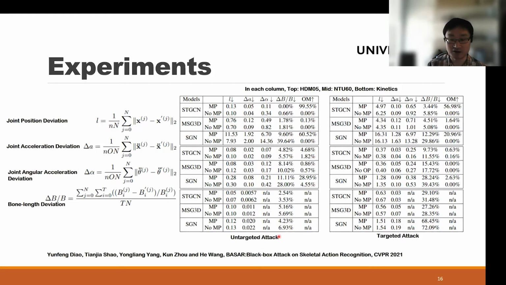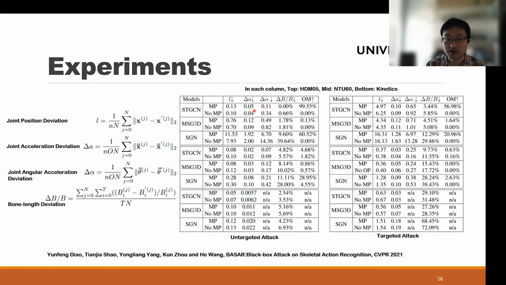These are the results for untargeted attack and targeted attack. We tried that on 3 data sets: HDM05 at the top, NTU60 in the middle, and Kinetics at the bottom, on 3 state-of-the-art classifiers: ST-GCN, MS-G3D, and SGN. Also, we did a little bit of an ablation study with and without manifold projection. This is to test how many adversarial samples can be found on the manifold. So this is a brief look at the results.